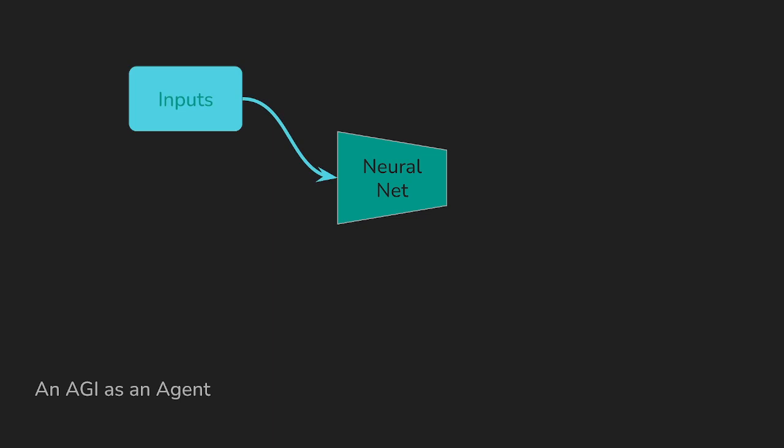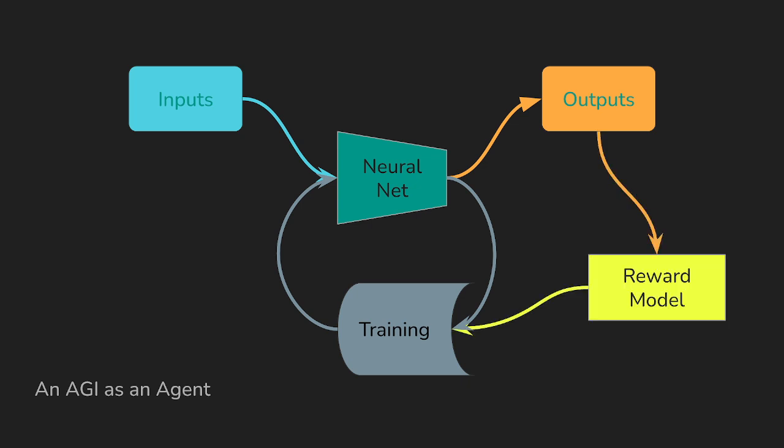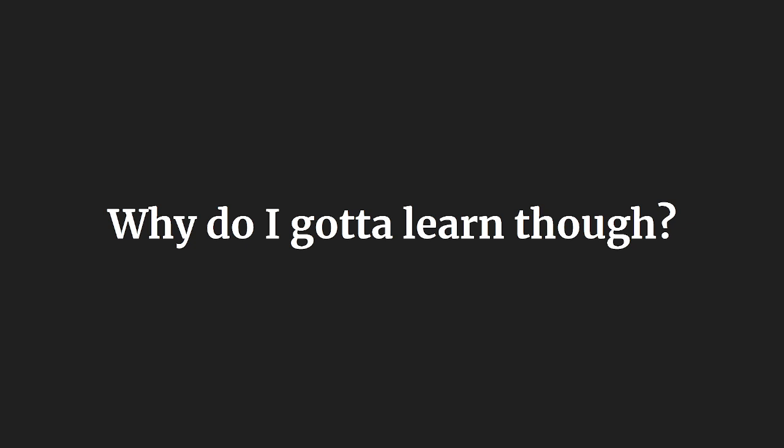It is a neural net that operates on inputs and produces certain outputs, which is then modified by training, and the training the AI receives is based on the reward model on what the AI puts out. But why do agents learn at all?